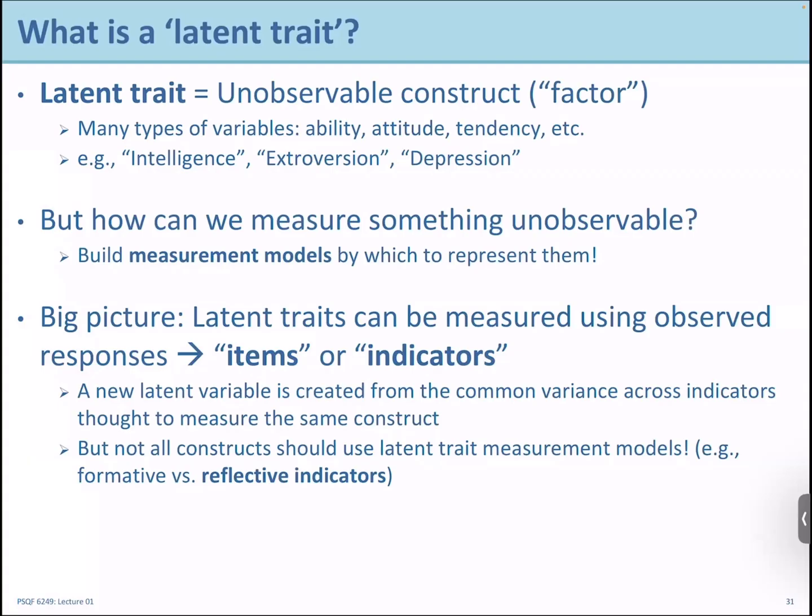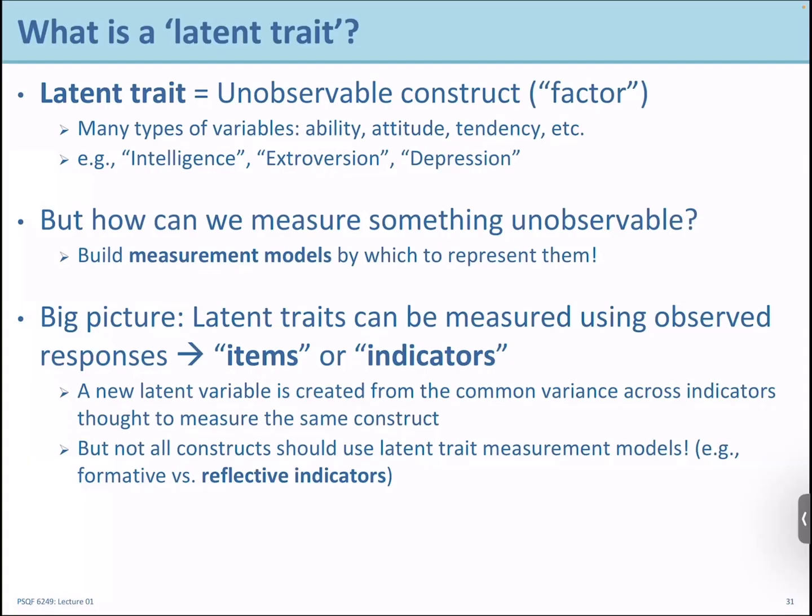So how do we measure something that's unobservable is the big question. That always perplexes me, right? And the answer is we have a model by which we say, if this were true, we should see this, and work backwards to try to figure out what the thing is. The big picture is that we take items, sometimes called indicators in the structural equation model world, observed variables, and we say that those are the things that measure this unobservable quantity, right?